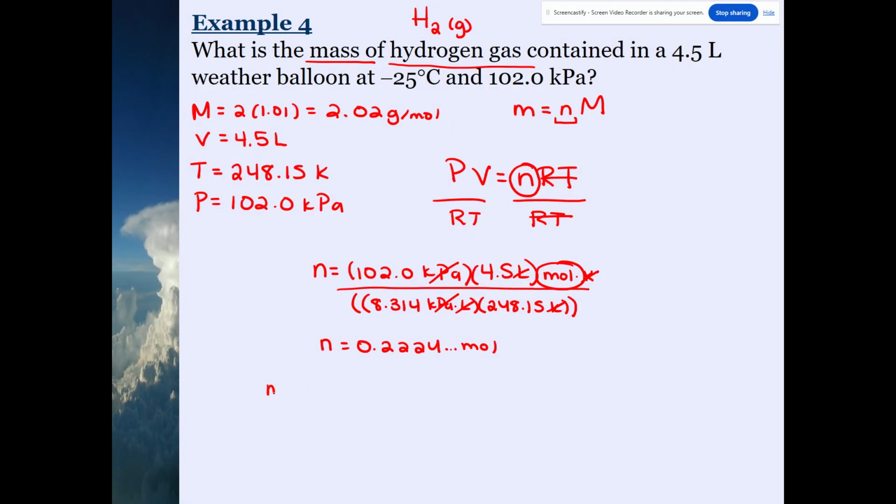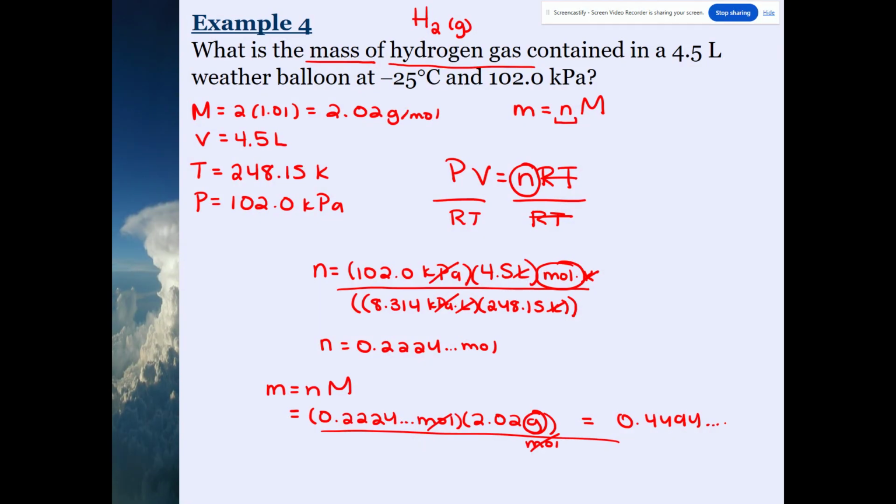Again, I am not rounding this answer. I'm using it as a big, long, unrounded answer, and I'm going to multiply it by the molar mass we found before. So our molar mass, we said, was 2.02 grams per mole. So my moles cancel, and we are left with grams. So in my calculator, that big unrounded mole value times 2.02 gives us an answer of 0.4494, so on grams.